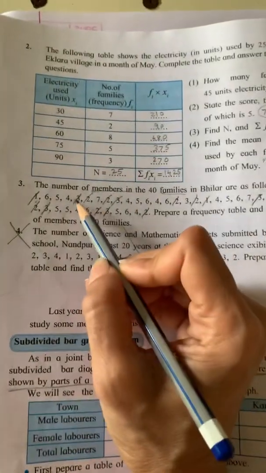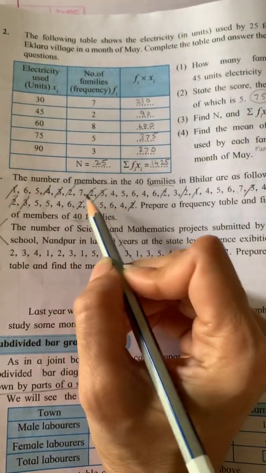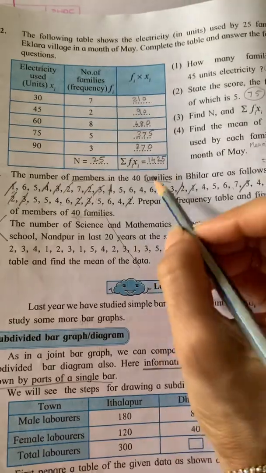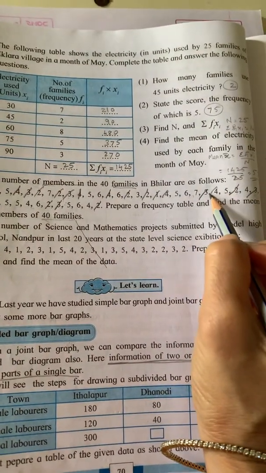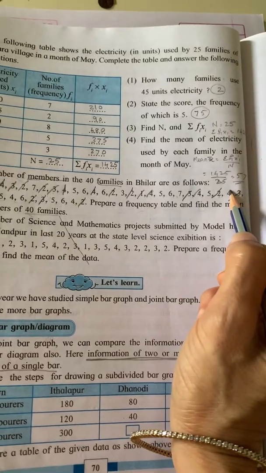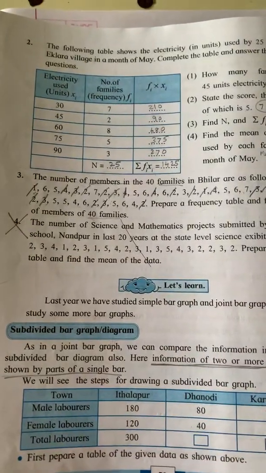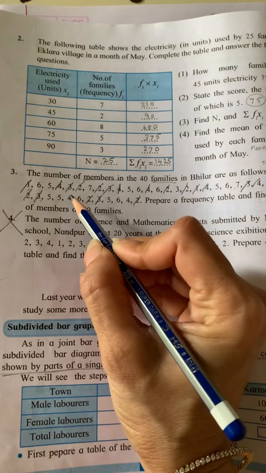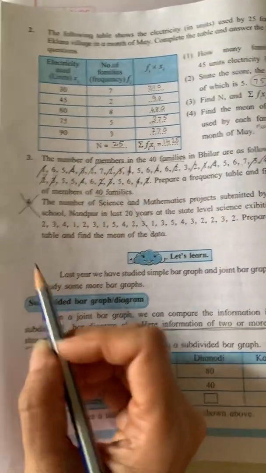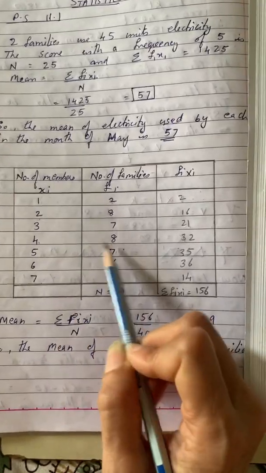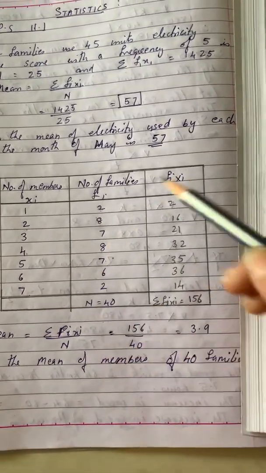Now let us go for 4. 1, 2, 3, 4, 5, 6, 7 and 8. So 4 is 8 times, so we will write 8 against 4. So this way you will write for everything.